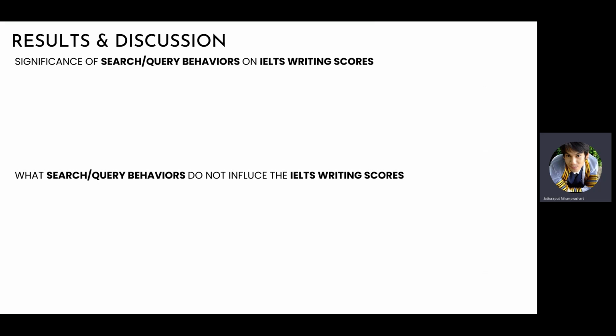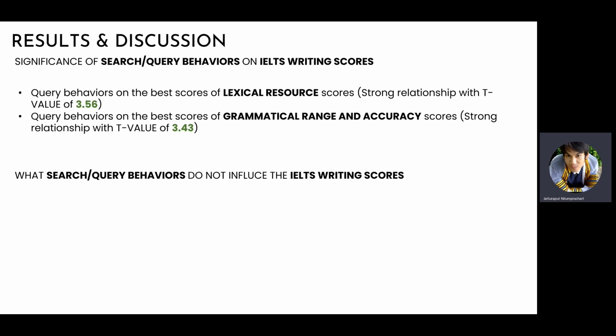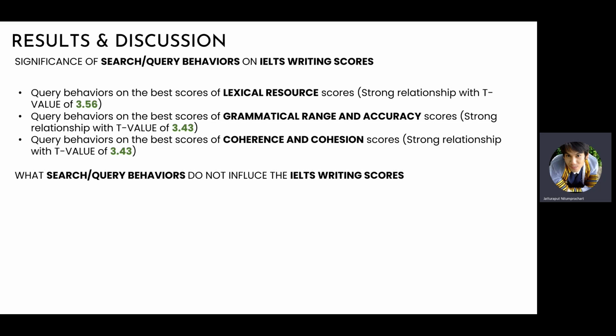Okay, so what does this mean for the result? The first one is that the strongest one is the relationship of query behavior, how they search, toward the lexical resource. So those who know how to search well and learn how to have a strategy in the search terms in the corpus will do best in lexical resource, followed by grammatical range and accuracy at 3.43. Okay. And the last one, the search behavior will have a strong influence on coherence and cohesion with 3.43 as well. Let me check again.